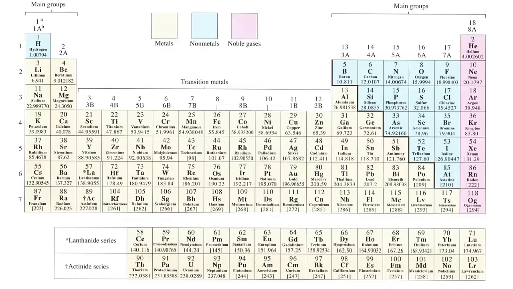Alright, the last trend to look at is that of metals, nonmetals, and noble gases. You can see it on the periodic table quite readily, where the nonmetals and the metals are separated here by this dark black line. And then here you see your noble gases.